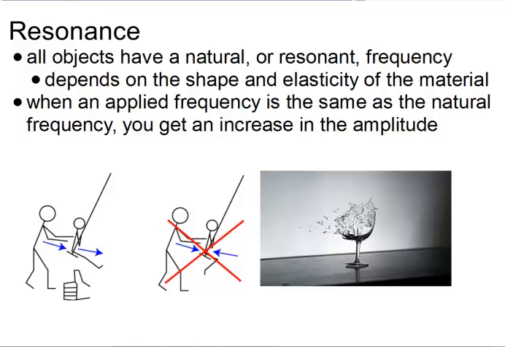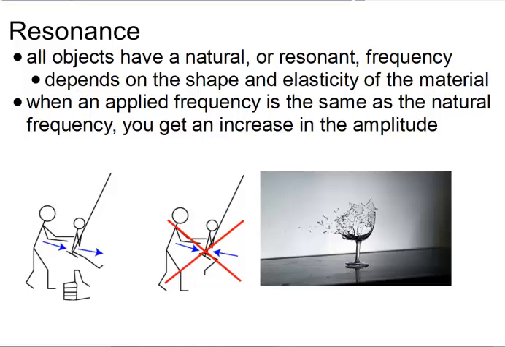All objects have it. So when you hit a drum or pluck a string or hit a tuning fork, the frequency that's created is the object's resonant frequency. Okay? It depends on the shape and size of the object, the elasticity of the material involved. All those different factors play a role in the object's resonant frequency.